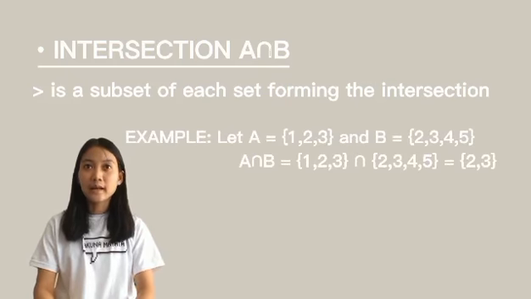Second is intersection. It is a subset of each set forming the intersection. Example, let A = {1, 2, 3} and B = {2, 3, 4, 5}. A intersection B is equal to {1, 2, 3} intersection {2, 3, 4, 5} equals {2, 3}.